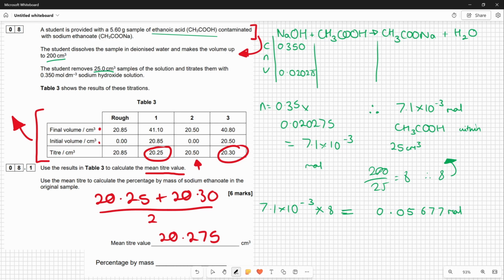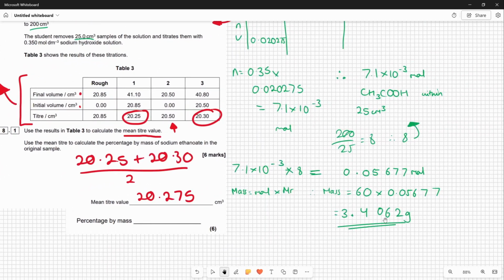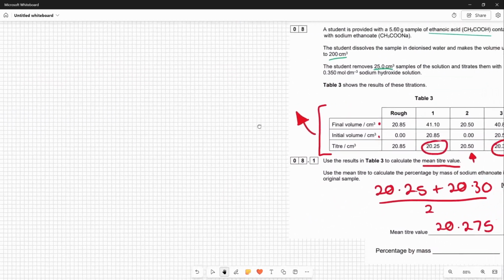Now we want to find the mass of the ethanoic acid, and we know mass equals moles times Mr. We derive that from the equation moles equals mass over Mr. We just rearrange it. Therefore, our mass is going to be 60, which is the Mr of ethanoic acid, multiplied by 0.05677, which is 3.4062 grams. That is already quite a few marks that we've earned, and that is the mass of ethanoic acid within the original sample. So I'm going to move over to this side to give me a bit more space.